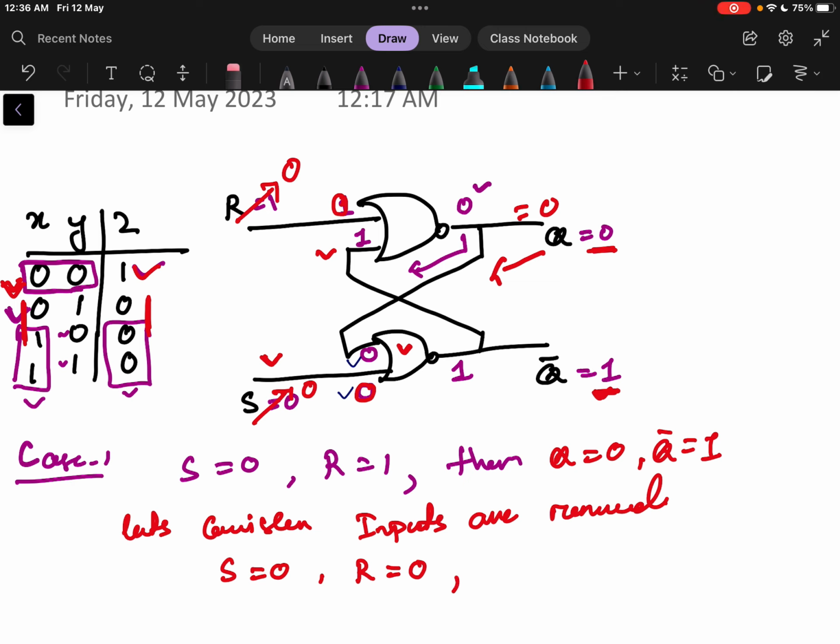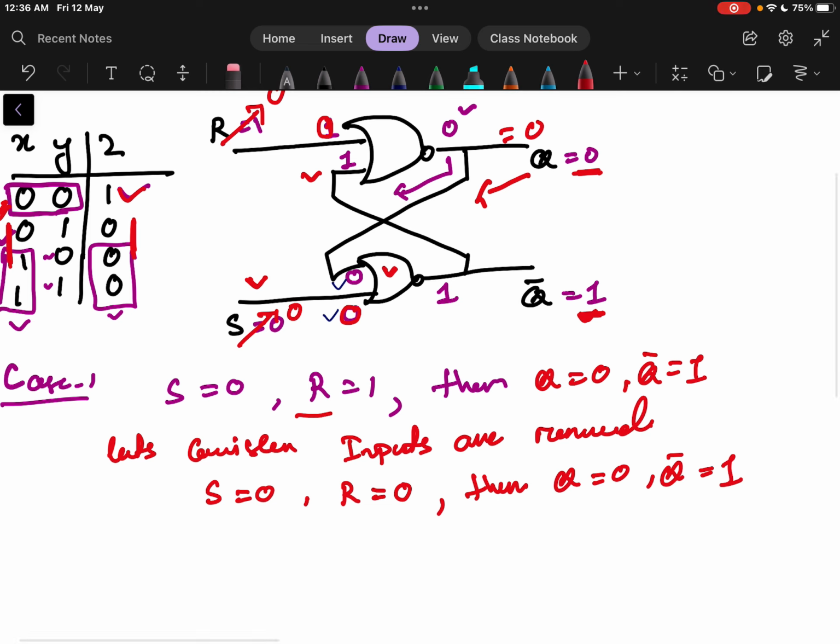So what happened here? When we remove the input after giving S equals to 0 and R equals to 1, then also the state of the latch, or the output of the latch, becomes 0 and 1. So in this case, we say that the latch has stored the value of 0 and 1. Okay, this is case 1.